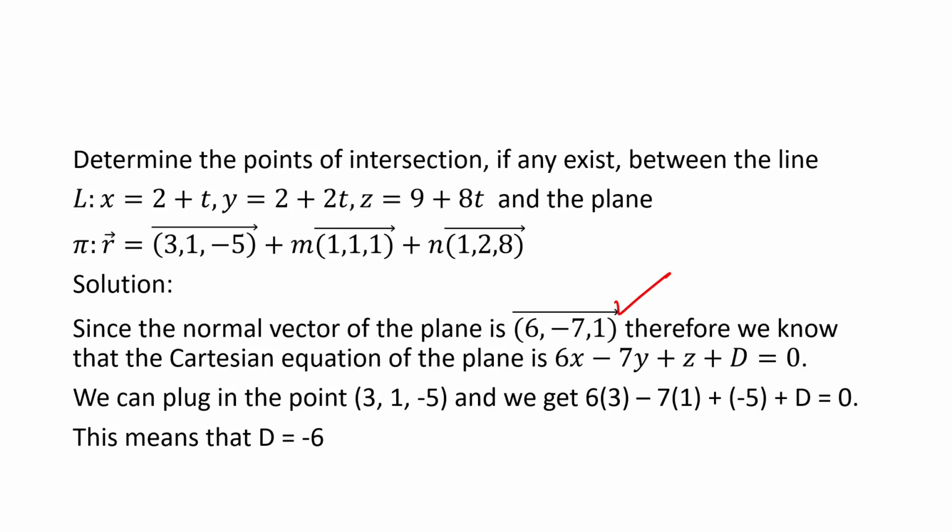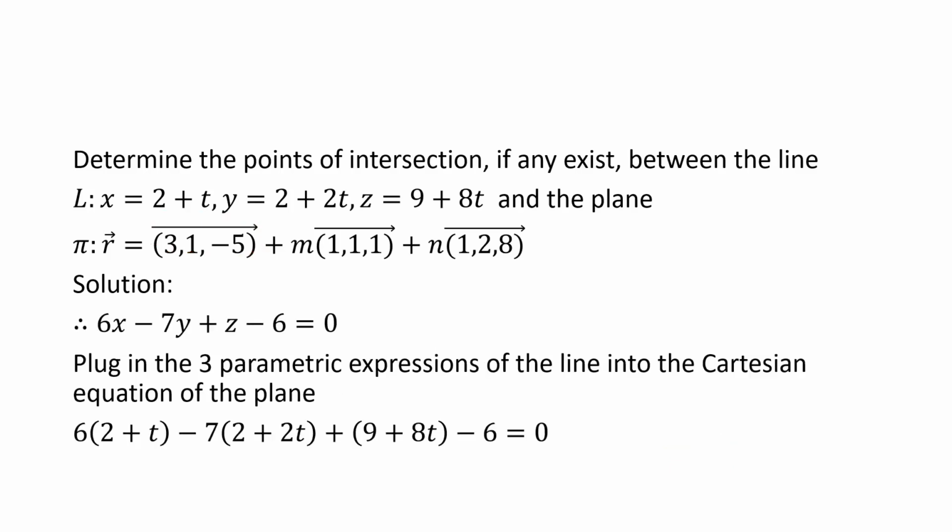Well, since the cross product of the two direction vectors of the plane is (6, -7, 1), that means the equation of the plane is 6x minus 7y plus z plus d equals 0. Since the position vector (3, 1, -5) is the position vector of this plane, that means the point (3, 1, -5) is a point on the plane. We can sub in those values for x, y, and z and solve for d. When we do that, we get d equaling -6.